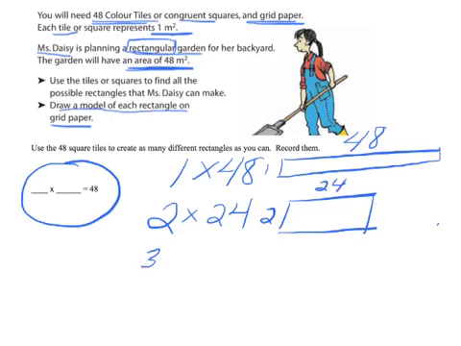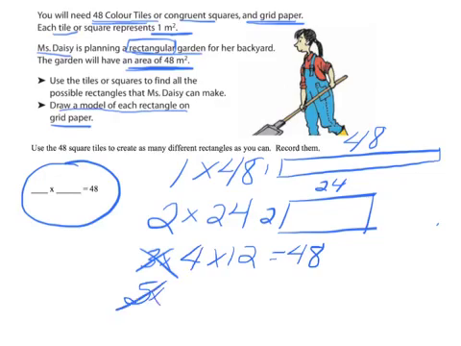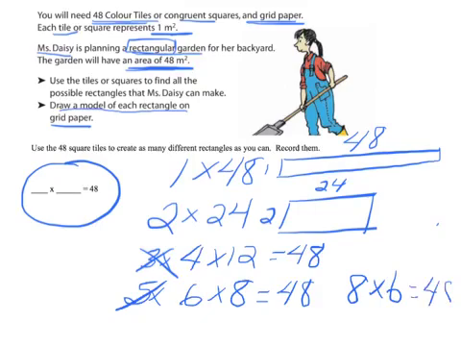Does 3 times anything work? Could you have 3 rows of anything? No, you couldn't. So that won't work. 4 times anything? Well, yes. You could have had 4 rows of 12. That would equal 48. 5 times anything? Nope. 6 times anything? Well, yes, you could have 6 rows of 8. That would equal 48. And you could keep going. Now, if you have the opposite, 8 times 6 is 48. Remember, that really is the same rectangle. You've just taken it and turned it instead.